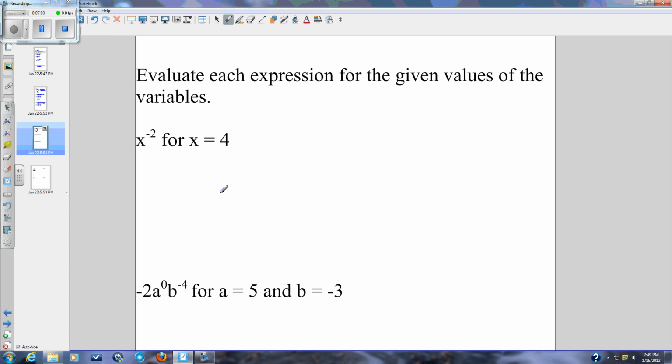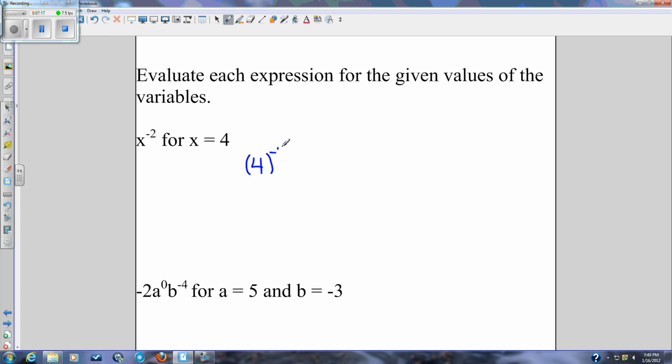Evaluate each expression for the given values of the variables. We want to evaluate x to the negative 2 where x is equal to 4. So we're just going to plug that in place, 4 in place of x. So we're going to have 4 to the negative 2 power. So that's the same as having 1 over 4 to the second, which gives us 1 over 16.